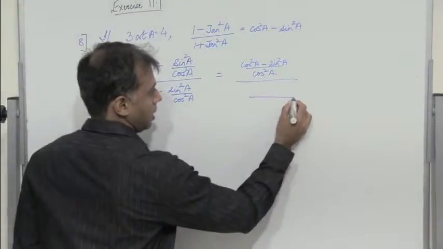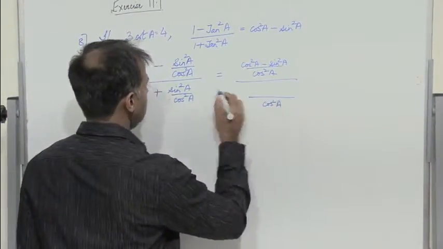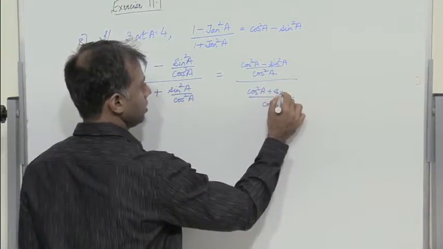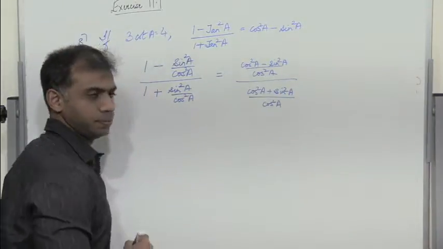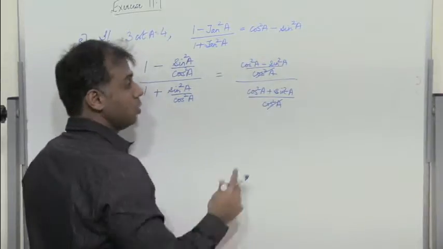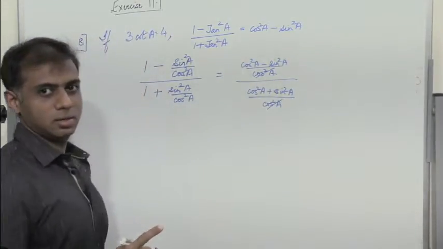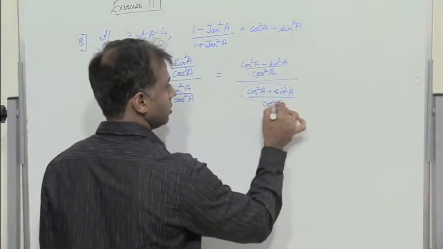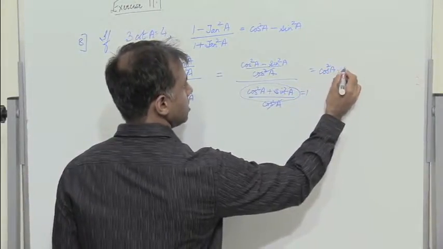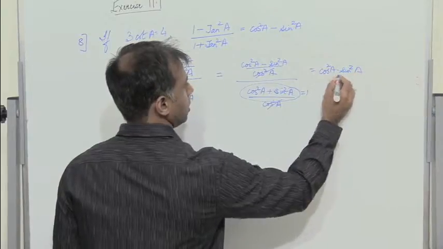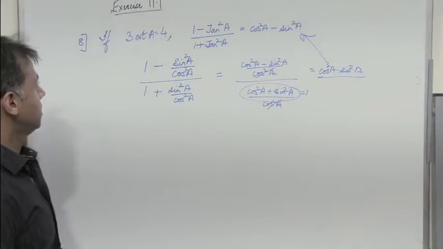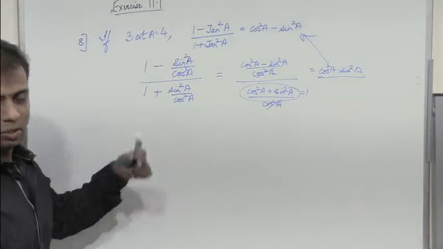Taking cos square A, again in the numerator I would get cos square A, which gets multiplied with 1 plus sine square A. So can I cancel cos square A and cos square A? Yes. What is sine square A plus cos square A? It is 1. So we are left with cos square A minus sine square A, which is the required result. So what is given here is not required at all.